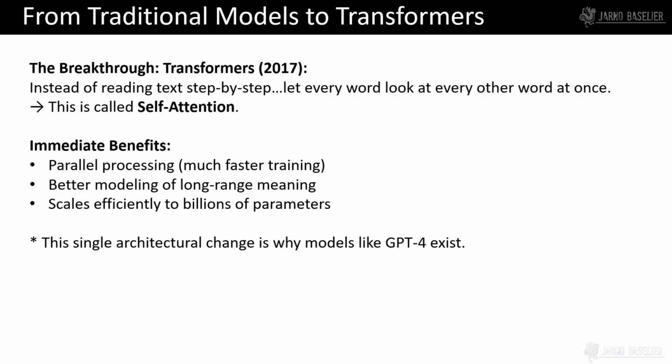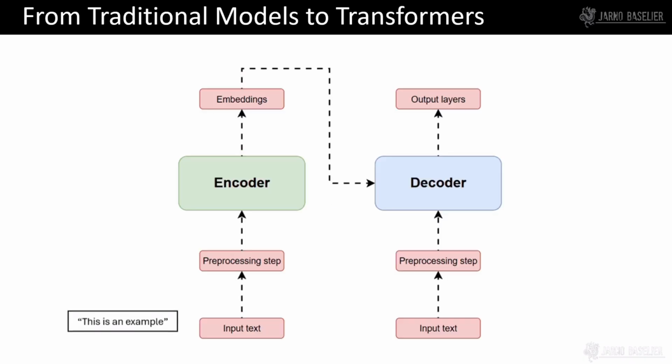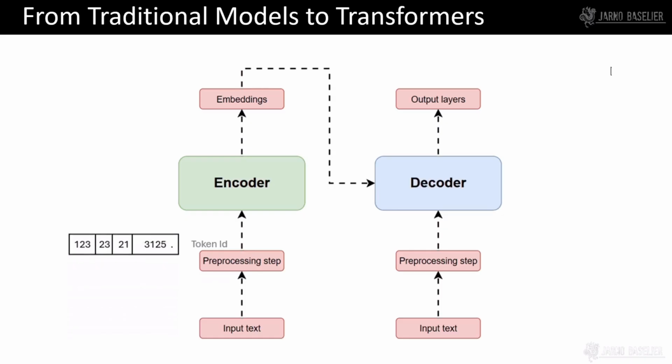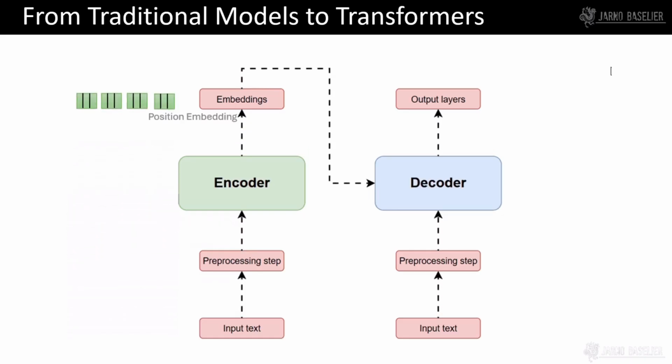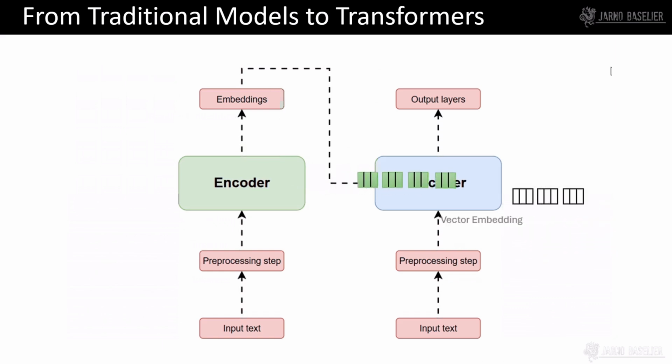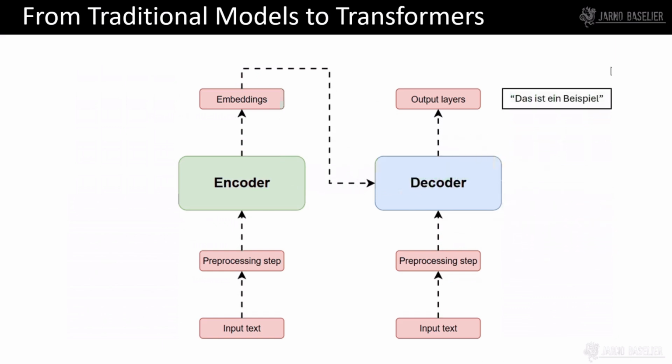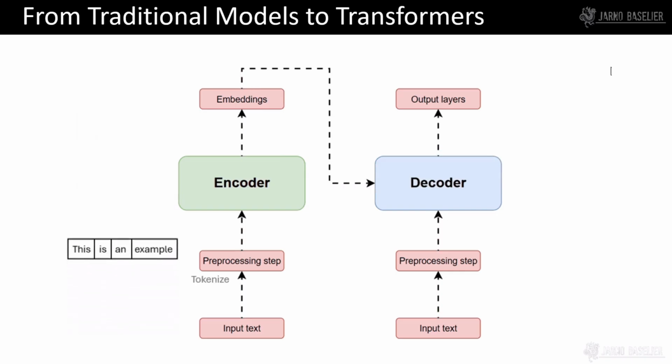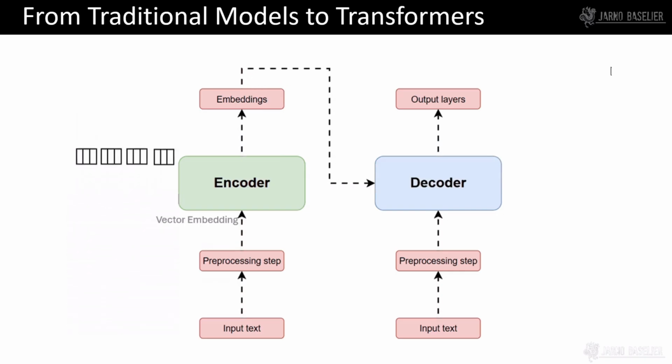There were some immediate benefits by doing so. We had parallel processing, which is much faster and thus much cheaper. There was better modeling of long-range meanings. It scales efficiently to billions of parameters, and this single architectural change is why models like GPT-4 even exist. This is what makes them possible. This little animation shows us in a nutshell what it is. We have some text that we put in, this text is pre-processed, and by the encoder it is encoded to vectors. Then it goes to some embeddings, and then the decoder decodes it back to something else.